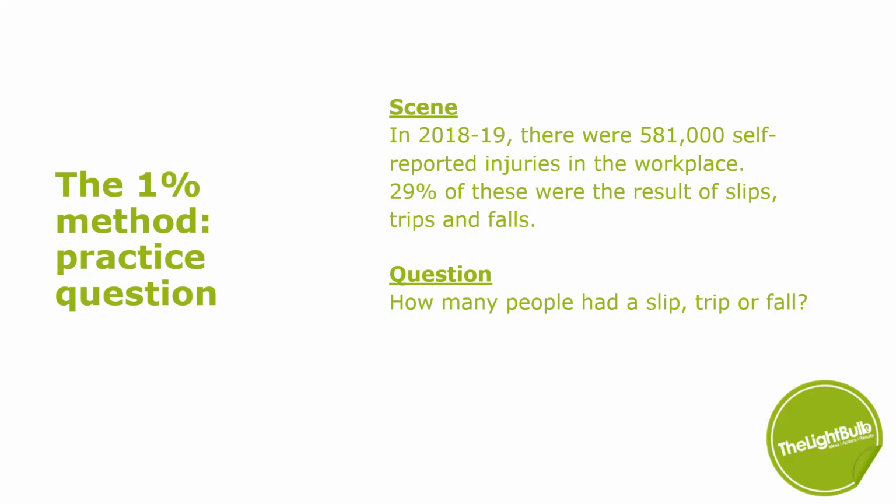Okay, so what's the quantity? It's 581,000. Divide that by 100 and times by 29. Gives you a total of 168,490.